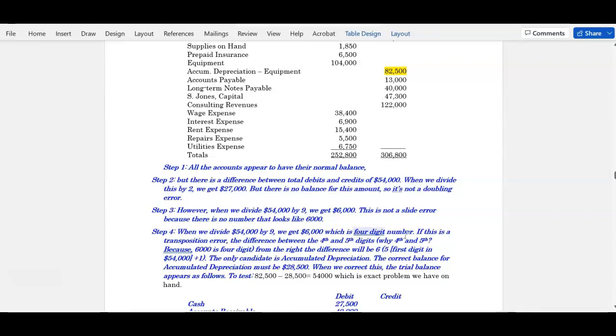Keep that in mind. If this is a transposition error, look at the difference between the 4th and 5th digit. Why 4th and 5th? Because 6,000 is 4-digit. That's why it's very important. So 54,000 divided by 9 is 6,000. Very good. But how many digits is 6,000? 1, 2, 3, 4. So you are looking at digit number 4 and 5 from the right-hand side.